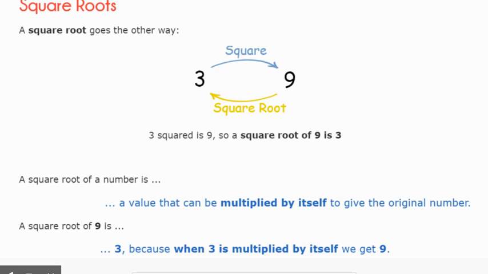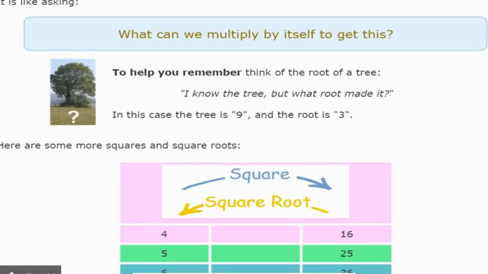A square root of a number is a value that can be multiplied by itself and give you that original number. So when we're looking at 9, a square root of 9 is 3 because when you multiply 3 by itself, it gives us 9.